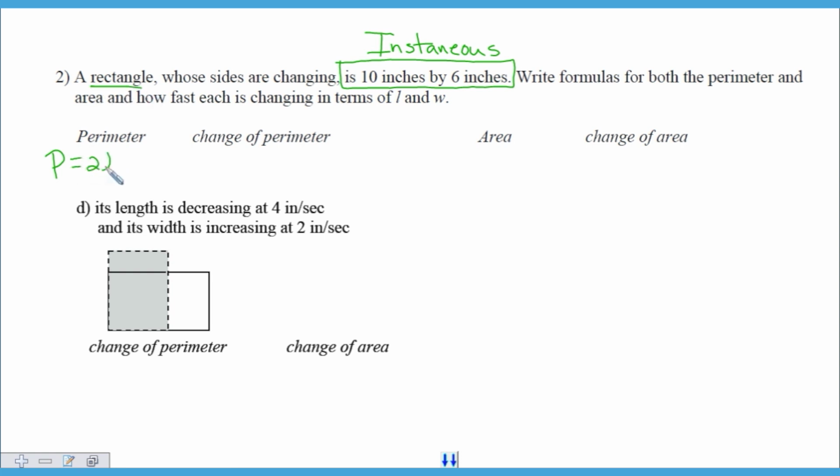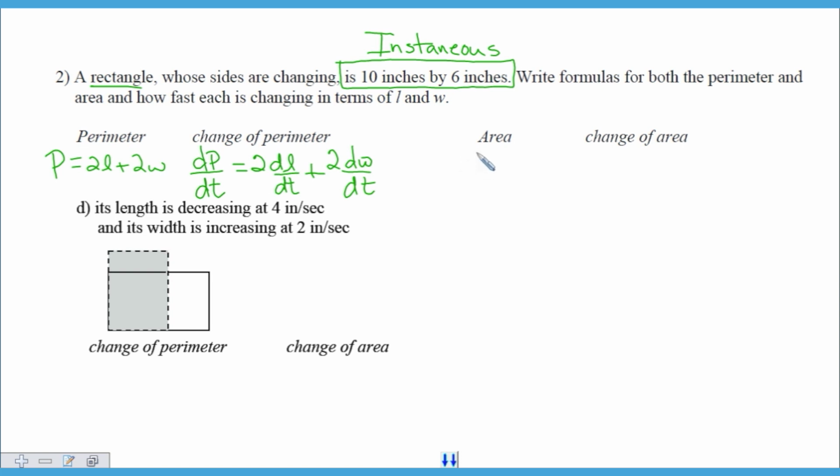is 2L plus 2W, and the change in the perimeter is going to be dP/dt. That's how the perimeter is changing with respect to time. You're going to take the derivative of 2L, which is the derivative of 2 times a variable, right? But then you also have to add the dL/dt, so that's that implicit part. Every variable will require a d variable/dt, because everything's changing with respect to time. And then for 2W, it's going to be 2 dW/dt.